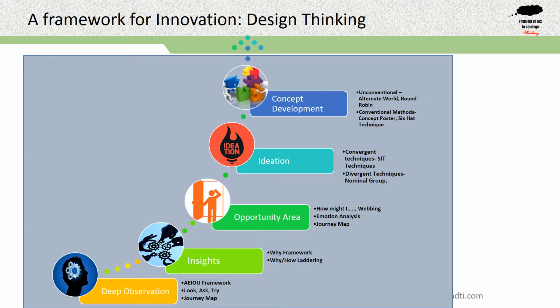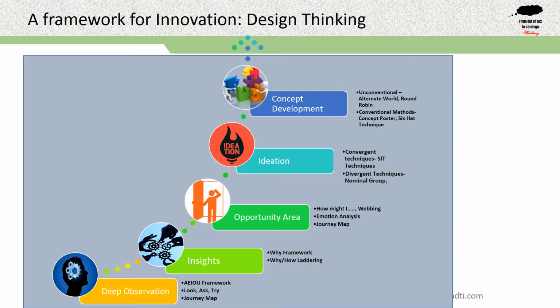You might be a multinational company, or you might be a single individual entrepreneur. So you will have to find out which area to focus on, and that area of focus can be determined by using these three frameworks. We call them how might I, also known as the webbing technique, emotional analysis, and journey map. Again, journey map is here. So these three methods are used to identify the opportunity area once we have an insight.